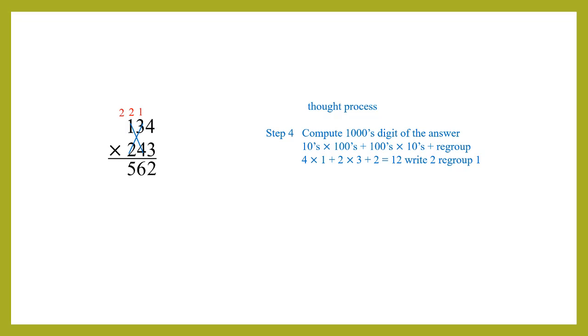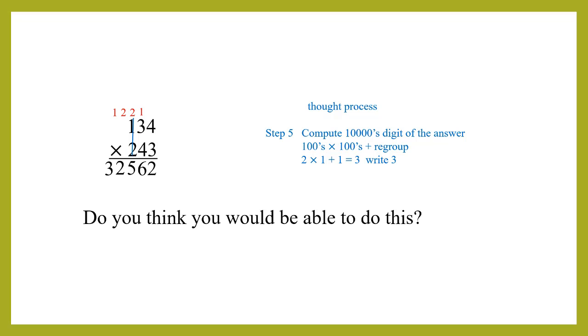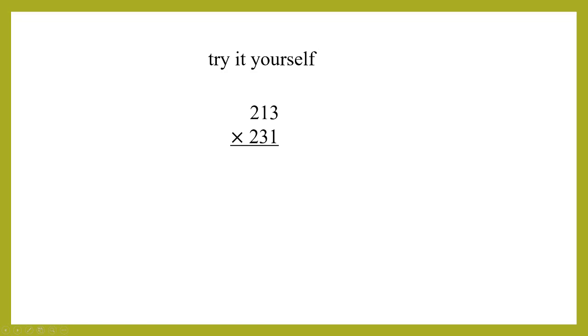Step 4, now we want to compute the thousands. The only way to get thousands is tens times hundreds, hundreds times tens. So you take 4 times 1 is 4, plus 2 times 3 makes 10, plus the 2 makes 12. Write the 2 in the thousands, regroup the 1. Step 5, compute the 10 thousandths digits. The only way to get 10 thousandths is hundreds times hundreds. So we take 2 times the 1 is 2, plus the regroup makes 3. Okay, so our answer is 32,562. Do you think you'll be able to do this yourself? Let's try. Try it yourself on the following problem. Press pause, and when you're finished, come back and check your answer.